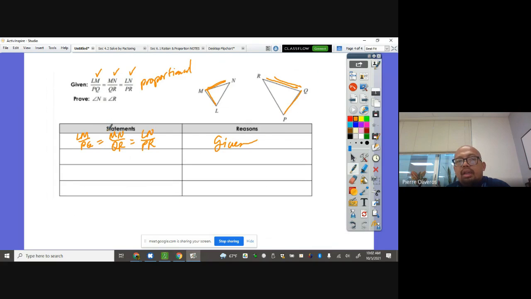Now, if it's given that these three sides are proportional, is this enough for us to say that the triangles are similar? Yes. So we can say triangle, where do we start? MLN is similar to triangle, what's the partner of M? The partner of M is Q, so I'm going to start with Q. What's next? What's the partner of L? L matches with P, then R. Using SSS similarity.